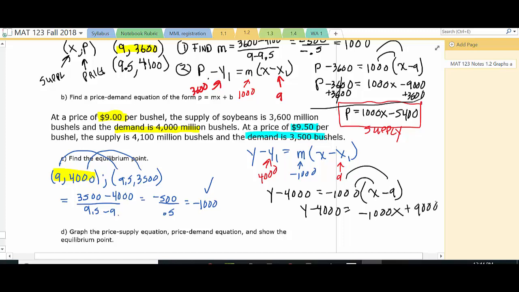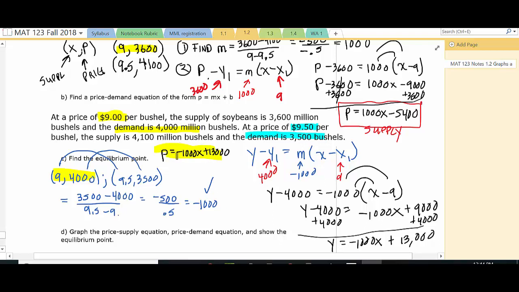Okay, so I think we're on the right track. Now add 4,000 to both sides, and we'll have y equals negative 1,000x plus 13,000. So we got it. Good. Now, the only thing you'd want to do is they want this to be p instead of y. So the final answer would be p equals negative 1,000x plus 13,000. That's a fundamental thing that you do when you're working with supply and demand. If they're linear, you do that all the time. You need a couple of data points to figure out what those equations are.